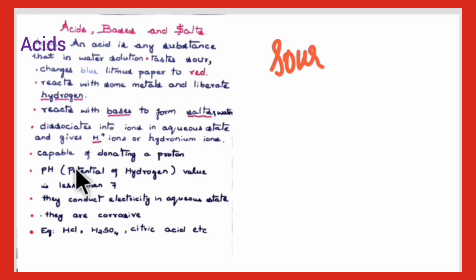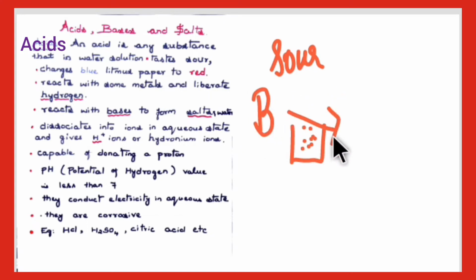So I have listed out very important points here, the basic points. Later we'll go for the separate concepts. How do we test whether the given solution is an acid or not? If you dip a blue litmus paper into the acid and it turns red, you can just remember this: red, danger. If blue litmus paper turns red, then this indicates that the given solution is an acid.